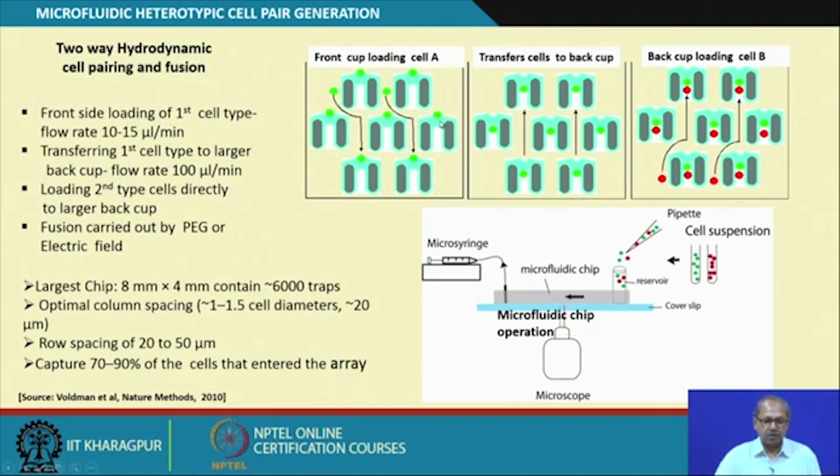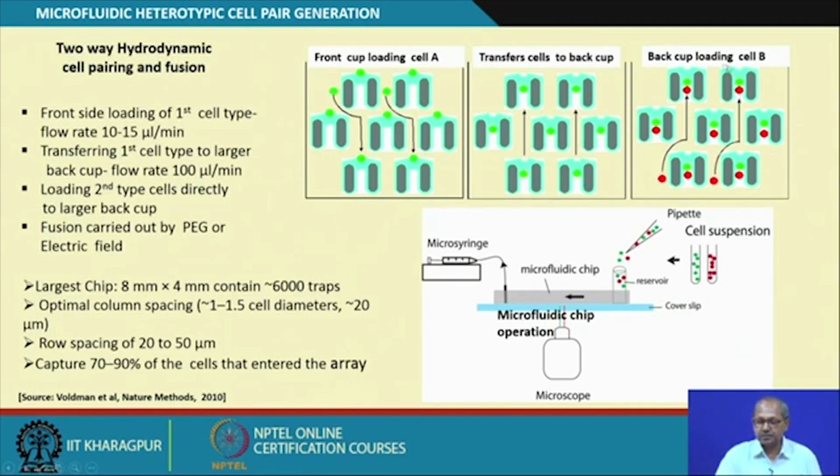Then we give an opposite direction flow of around 100 microliter per minute, by which the captured myeloma cells will be transported to the big well of that opposite microstructure. So, that myeloma is captured. Then you give the B cells in the same direction, then the B cells will be entering that well, and one capture will be there.